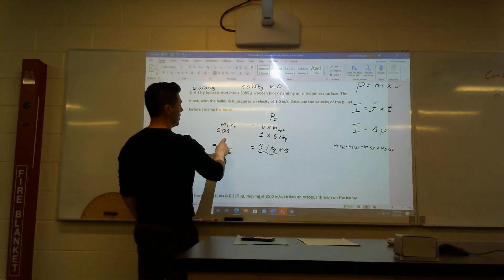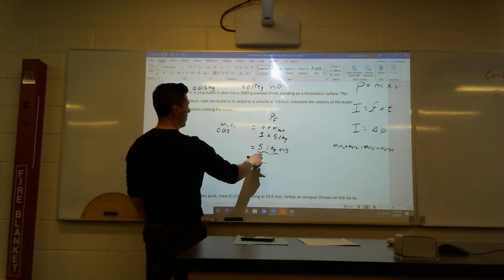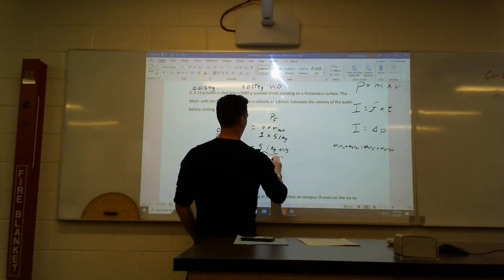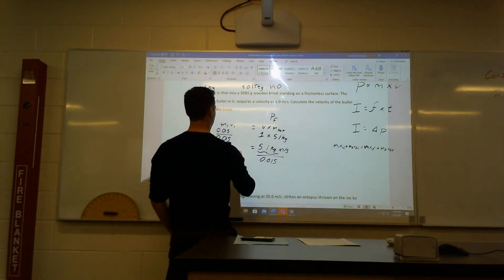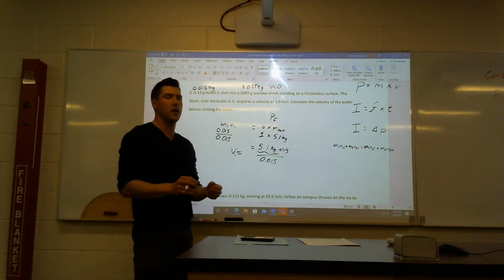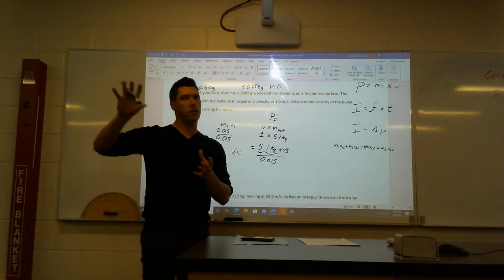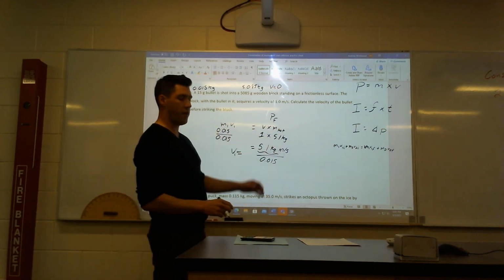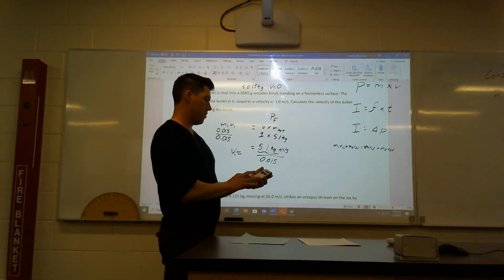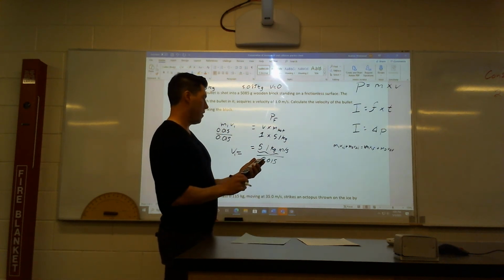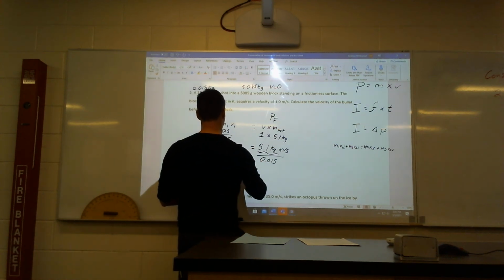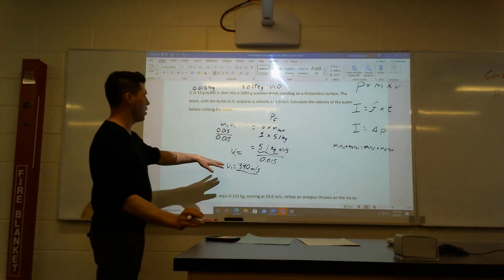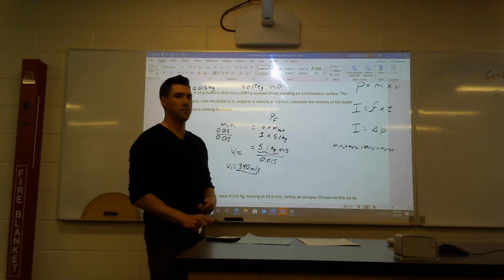0.015, has to equal this. So all I have to do is take this over and divide it by 0.015 to get the velocity of this one. Kind of similar to what we did in our lab last week. We had the final, we needed to find one of those initial cart ones. Similar idea here. So if I take that 5.1 divided by 0.015, I get a velocity of 340 meters per second. So that's how fast the bullet is going beforehand, before it actually hit this block.